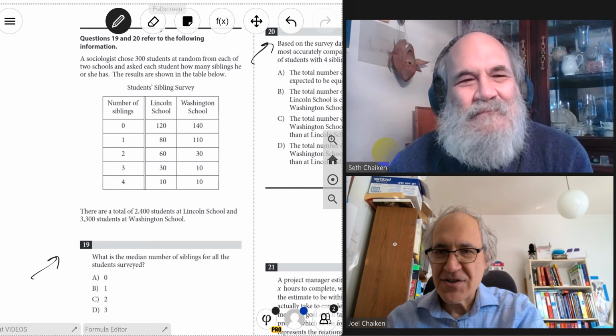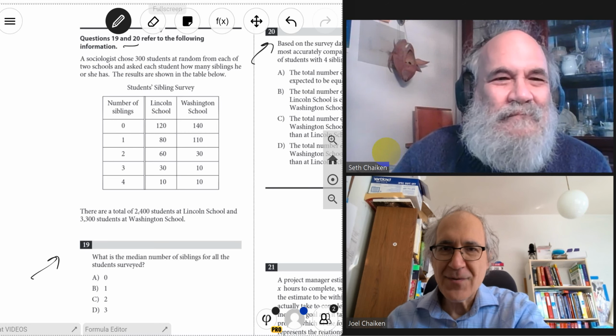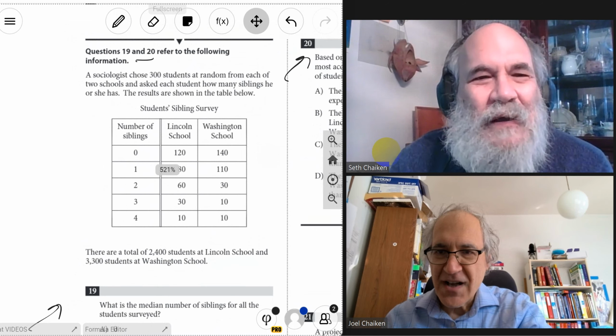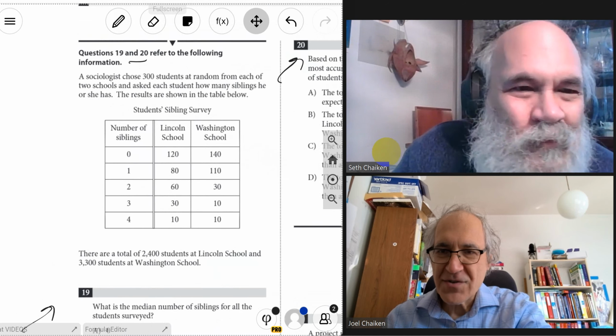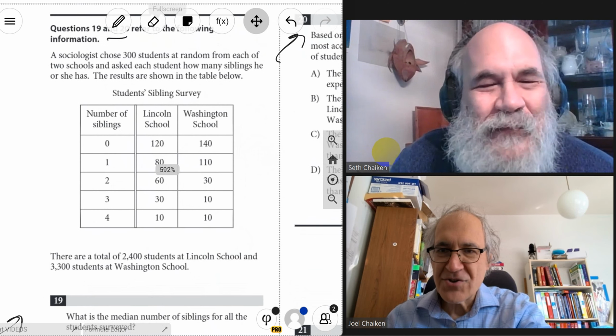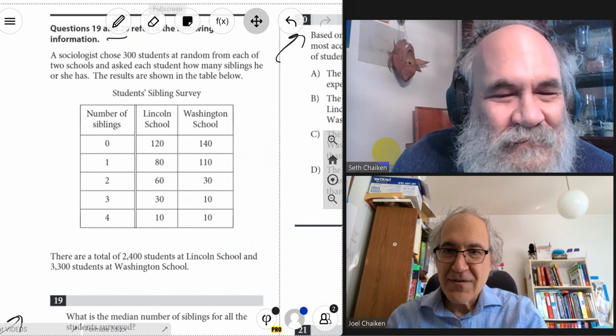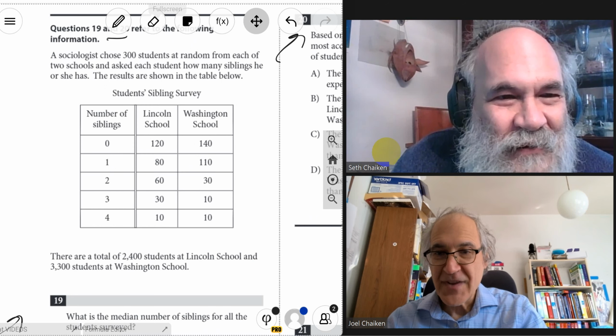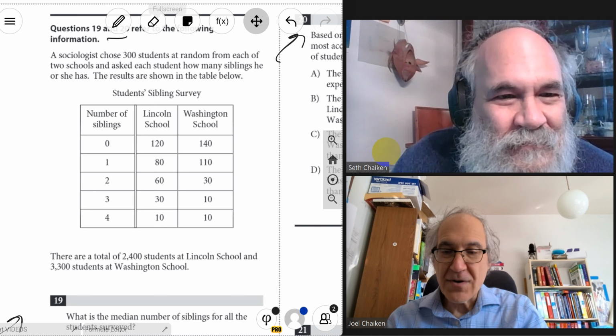So we'll just focus in. It says questions 19 and 20 refer to the following information. So let's read the information. A sociologist chose 300 students at random from each of the two schools, and asked each student how many siblings he or she has. The results are shown in the table below.